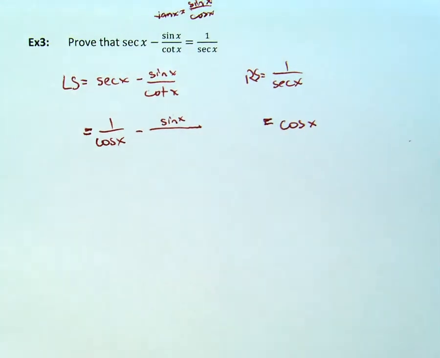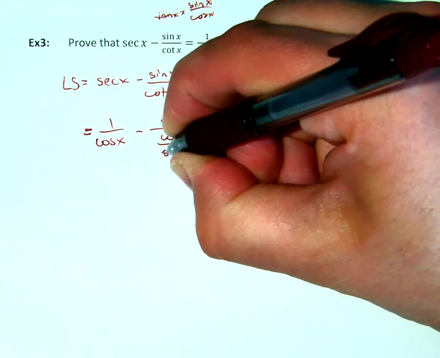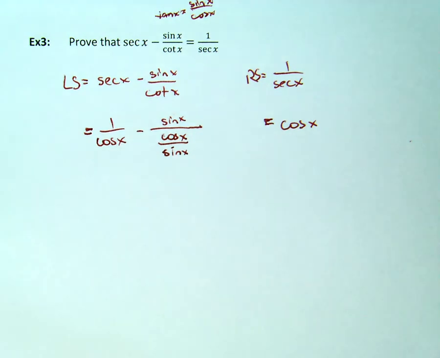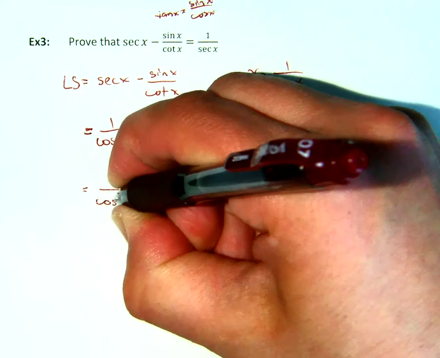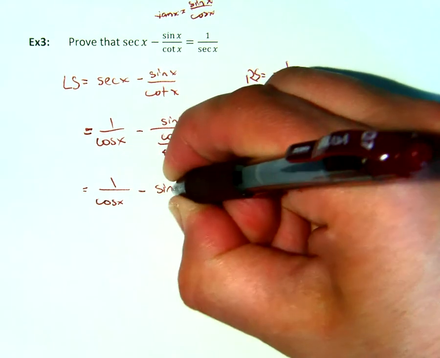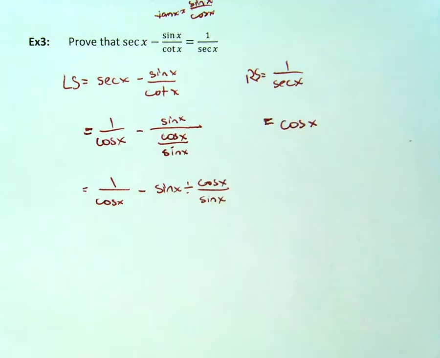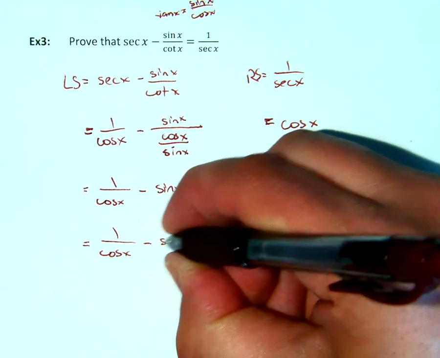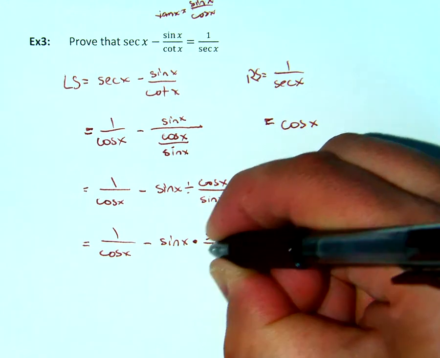So if I just take the reciprocal of that for cotangent x, then cotangent x can be replaced by cos x over sine x. And now I've got this problem again with a fraction with a fraction. So it's the same as division, but I'm going to write it as division just so it makes more sense. So 1 over cos x minus sine x divided by cos x over sine x. Now when we're dividing fractions, we invert and multiply. So 1 over cos x minus sine x times sine x over cos x.